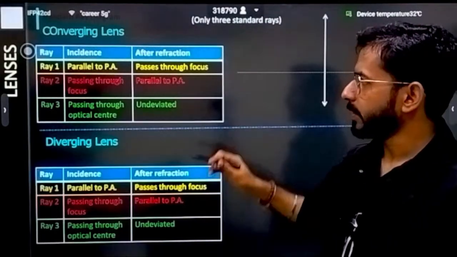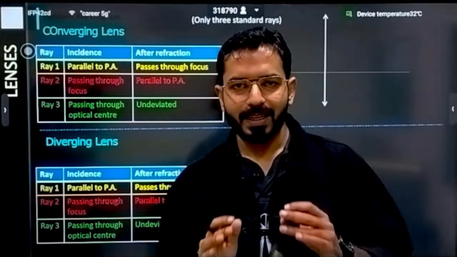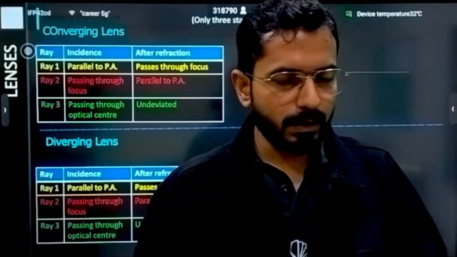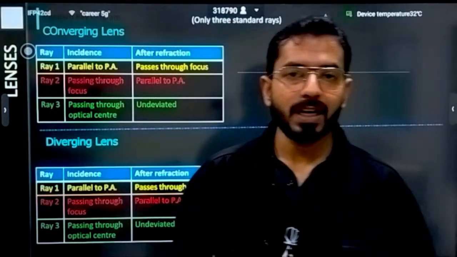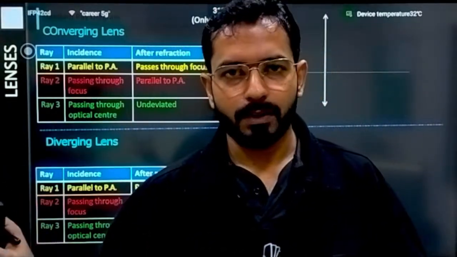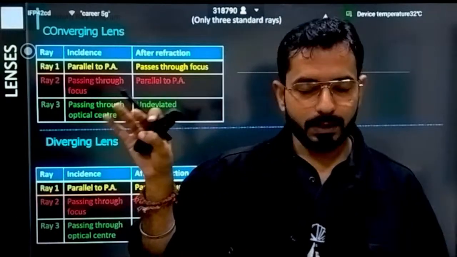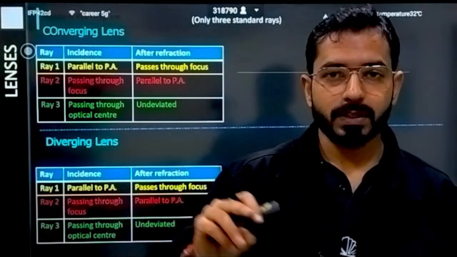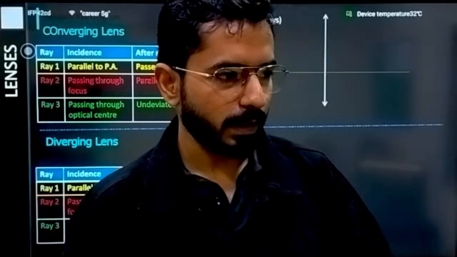So this is the difference. Conventionally, most of the time, the focal length of a convex lens is positive, and the focal length of a concave lens is negative. And this concave lens is called a diverging lens. Convex lens is called a converging lens. I hope that this is clear to you.